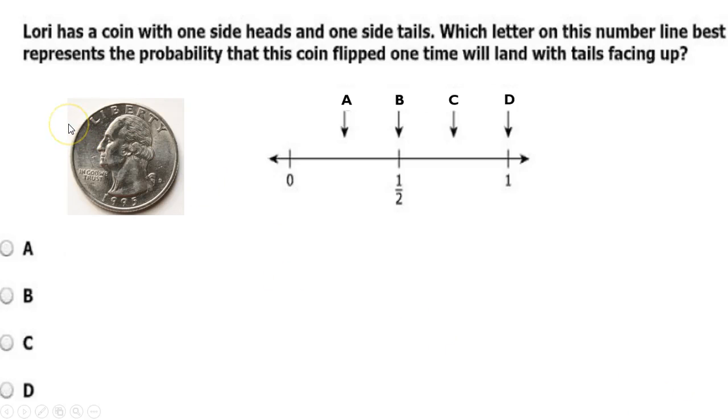Okay, here's another one, friends. It says Lori has a coin with one side heads and one side tails. Which letter on this number line best represents the probability that this coin, flipped one time, will land with tails facing up? Would it be A, B, C, or D? Which place on this number line best represents the probability that when you flip this coin one time, it will land with tails facing up?